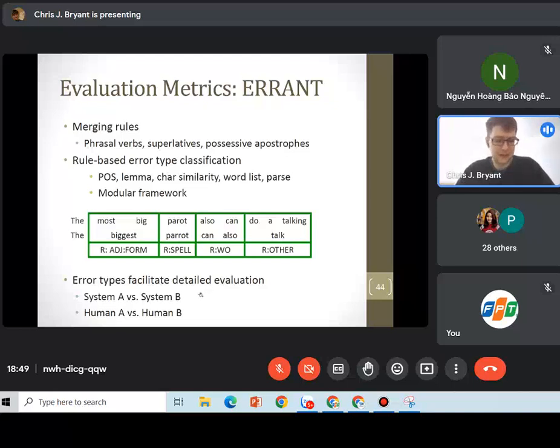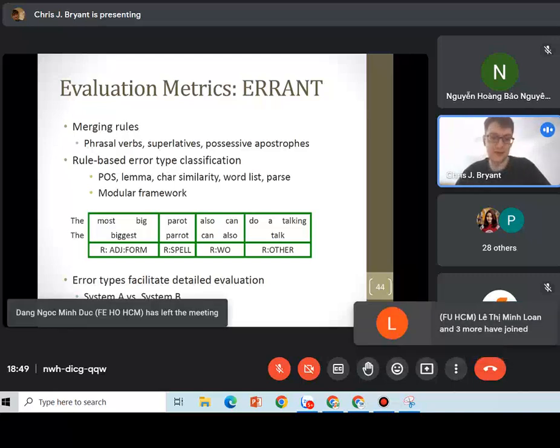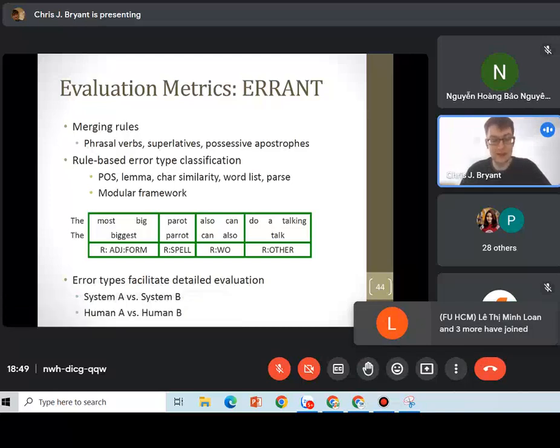So an application in the classroom: if a teacher corrects all the errors of the students, you could then run ERRANT on it and work out which error types they are weak at. Maybe human A is really bad at prepositions, but human B is really bad at articles, or maybe the whole class is bad at articles, so you could then use that to teach them or reinforce that.